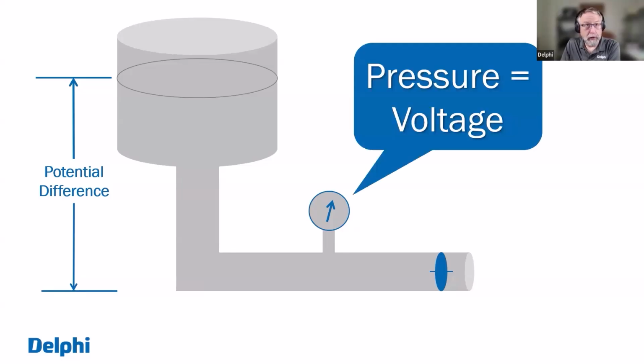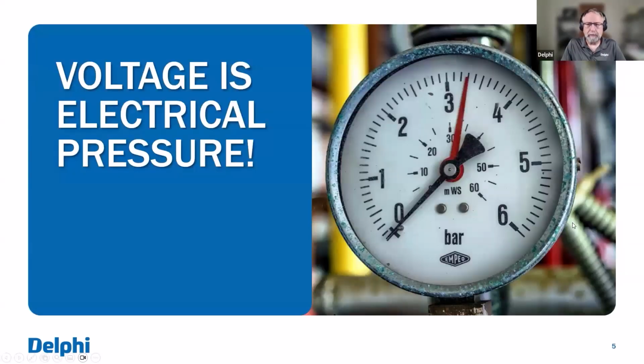So if you're thinking about pressure in hydraulics, you're thinking about pounds per square inch, kilopascals as units of measure. Where voltage you measure in volts or millivolts. Those are the two most common units of measure that you will be using when you're doing electrical diagnostics, volts and millivolts. But voltage is electrical pressure.